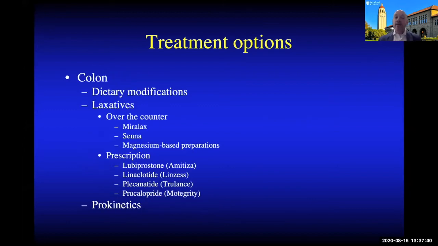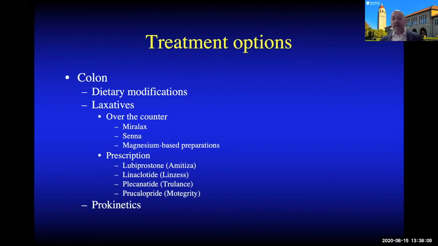Then finally, with the colon, the main issue that we will tend to see there is constipation. And so again, dietary modification can help in that scenario. There are a number of laxatives which are available without a prescription. And so Miralax and Senna are typically the 2 main ones that we start with. But just in the last few years, we've seen a number of drugs which are approved to treat constipation from the FDA. And that's really changed the landscape of what we have to offer.